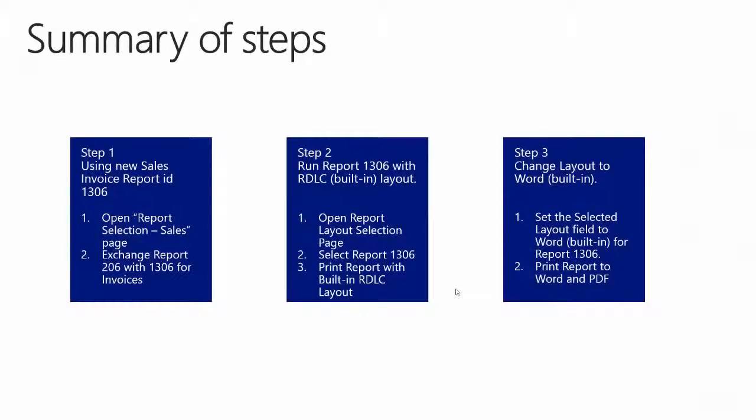So to summarize, in step number 1, we changed the invoice and report selection to point to the new Sales Invoice Report 1306, which contained both the RDLC layout and the Word layout. I did this to illustrate that no report in report selections has a Word layout by default. In step number 2, we then printed the default RDLC layout for the new Sales Invoice Report 1306. And in step number 3, we then changed the Sales Invoice Report 1306 to print using the Word layout, and we then printed to both Word and PDF.